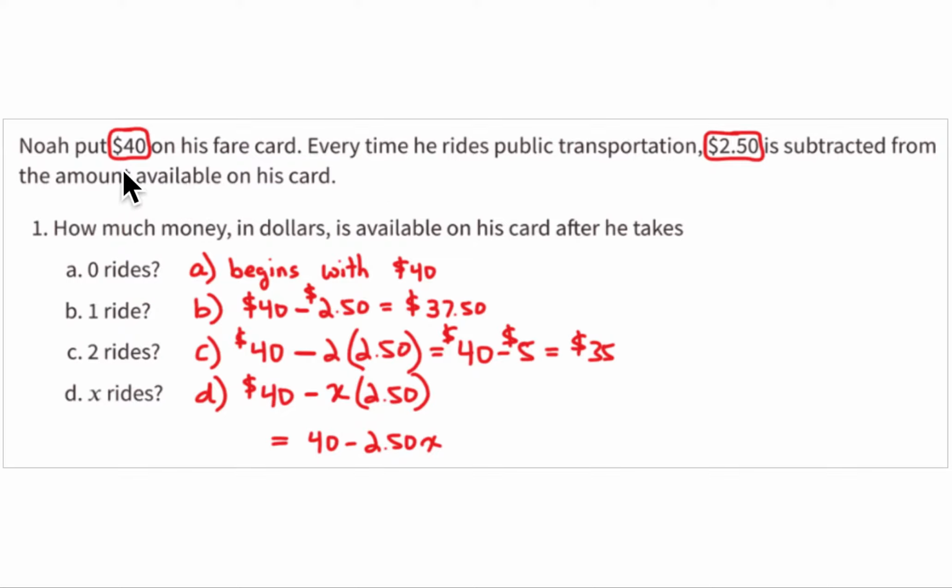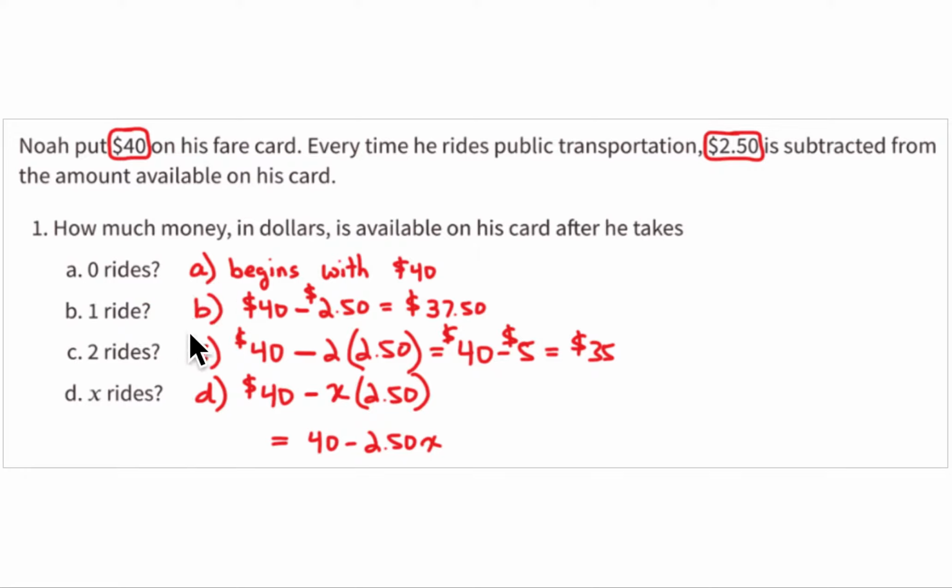And so Noah buys a $40 fare card. He's going to ride on the public transportation several times throughout the next period of time. He puts $40 on the card, and every time he rides on the transportation system, it costs him $2.50. So it says down here, how much money in dollars is available on his card after he takes 0 rides? Well, if he hasn't taken any rides yet, he's got $40 on the card.